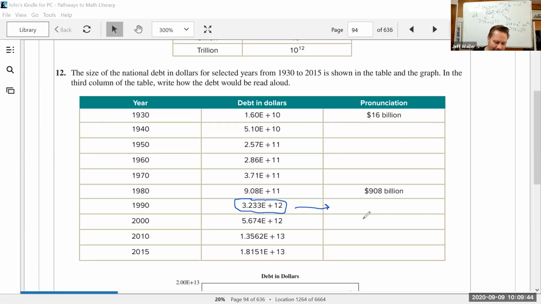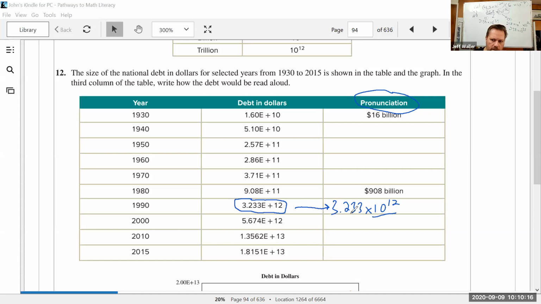So it's 3.233 times ten to the plus 12. We only move the decimal one time, or we're going to move the decimal 3 times. So again, real quick, it depends on the question. The question here was just, what's the pronunciation? So that's why we said 10 to the 12th is trillion. So this is 3.233 trillion, because that's what this means.